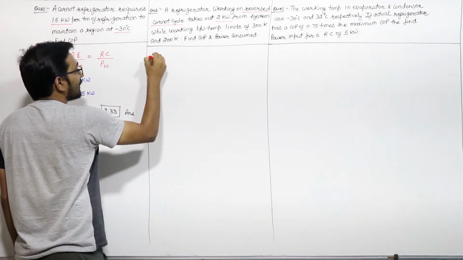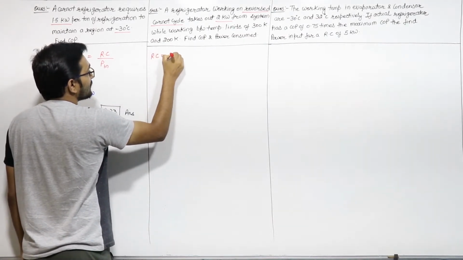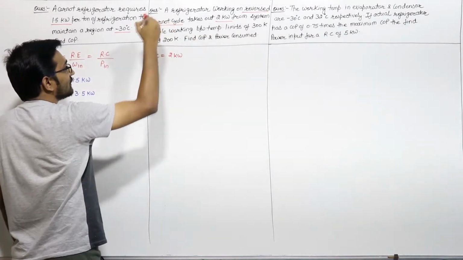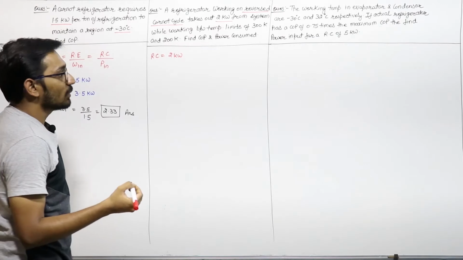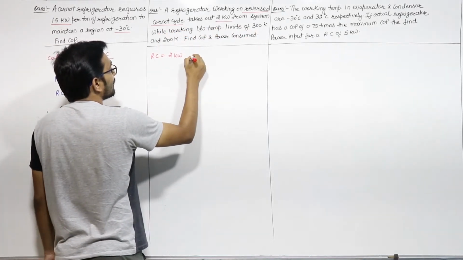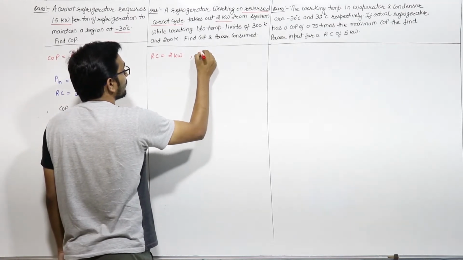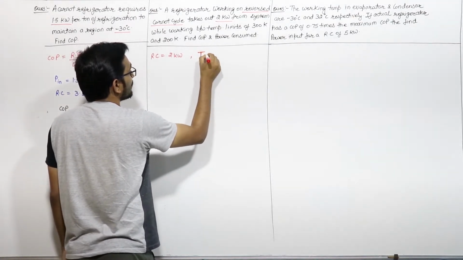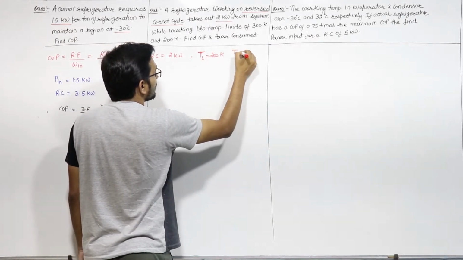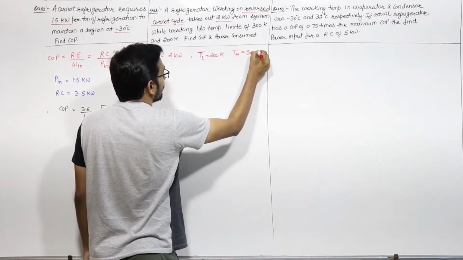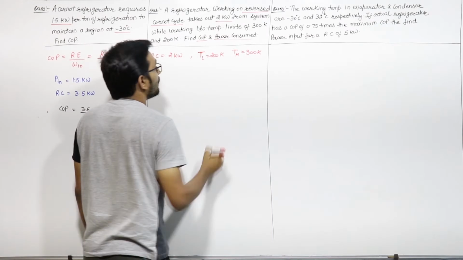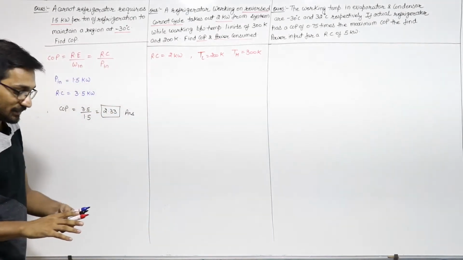So we can say that the refrigeration capacity is given as 2 kilowatt, while this reversed Carnot cycle is working between the temperature limits of 300 Kelvin and 200 Kelvin. So the lower temperature which is to be maintained is 200 Kelvin and the higher temperature is 300 Kelvin. It is given. We have to find the COP and the power consumed.